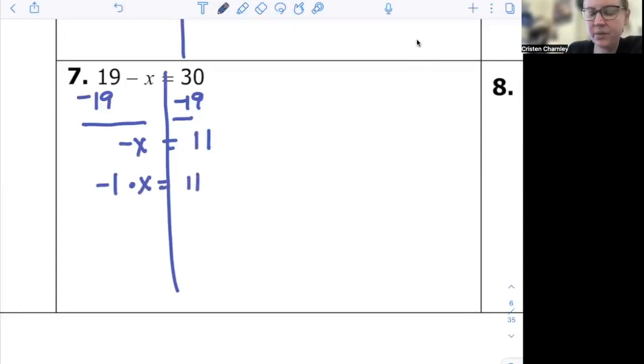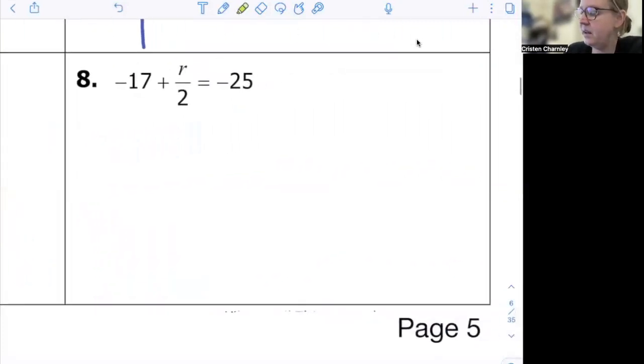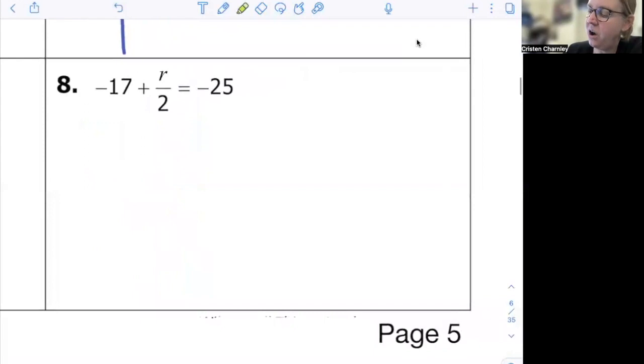So how do I solve for x? I divide both sides by negative 1. X is equal to -11. If it helps you to circle that variable, go for it. Great idea. Number 8. R is up here in the numerator.